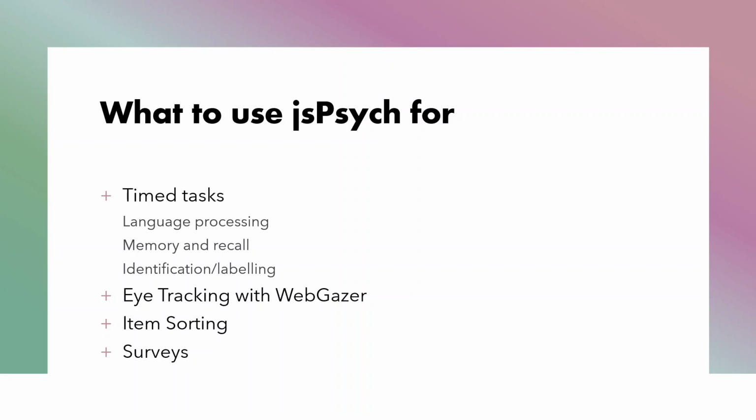They also have support for item sorting tasks. So if you wanted to give people a set of 4 scenarios and have them rank those scenarios, slide them into a sorted list if you want, that's something that you can do. And they also have some support for creating your own surveys. It's a couple of basic question types that you can add into jsPsych.